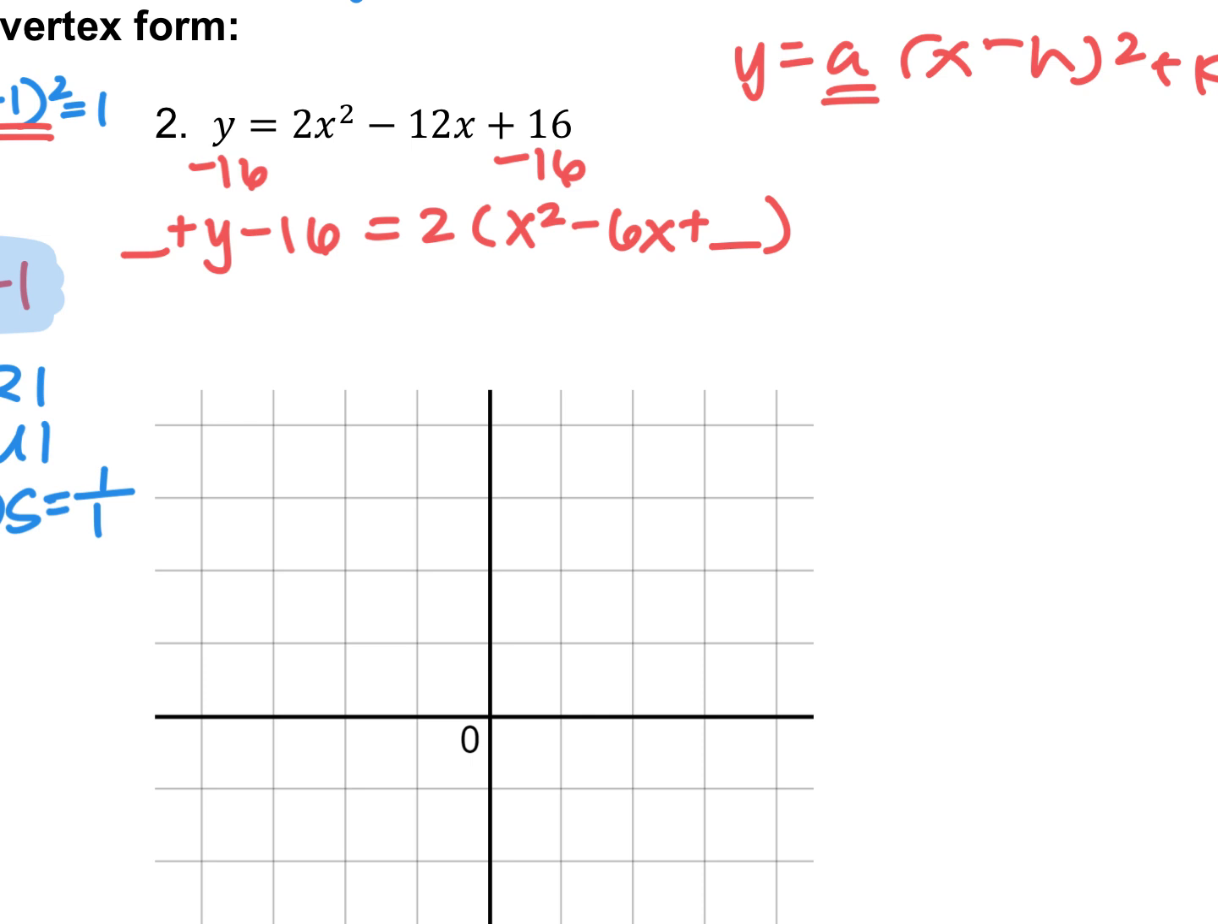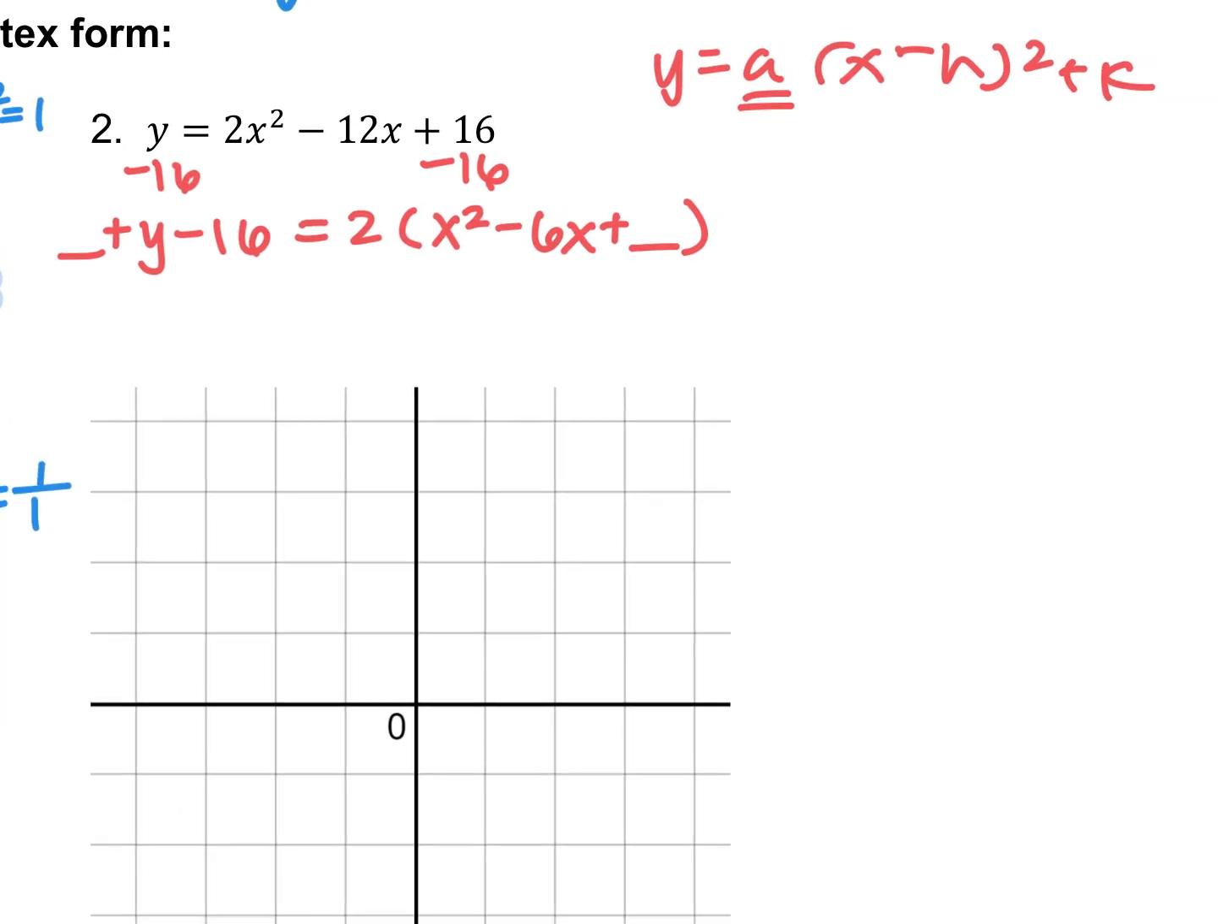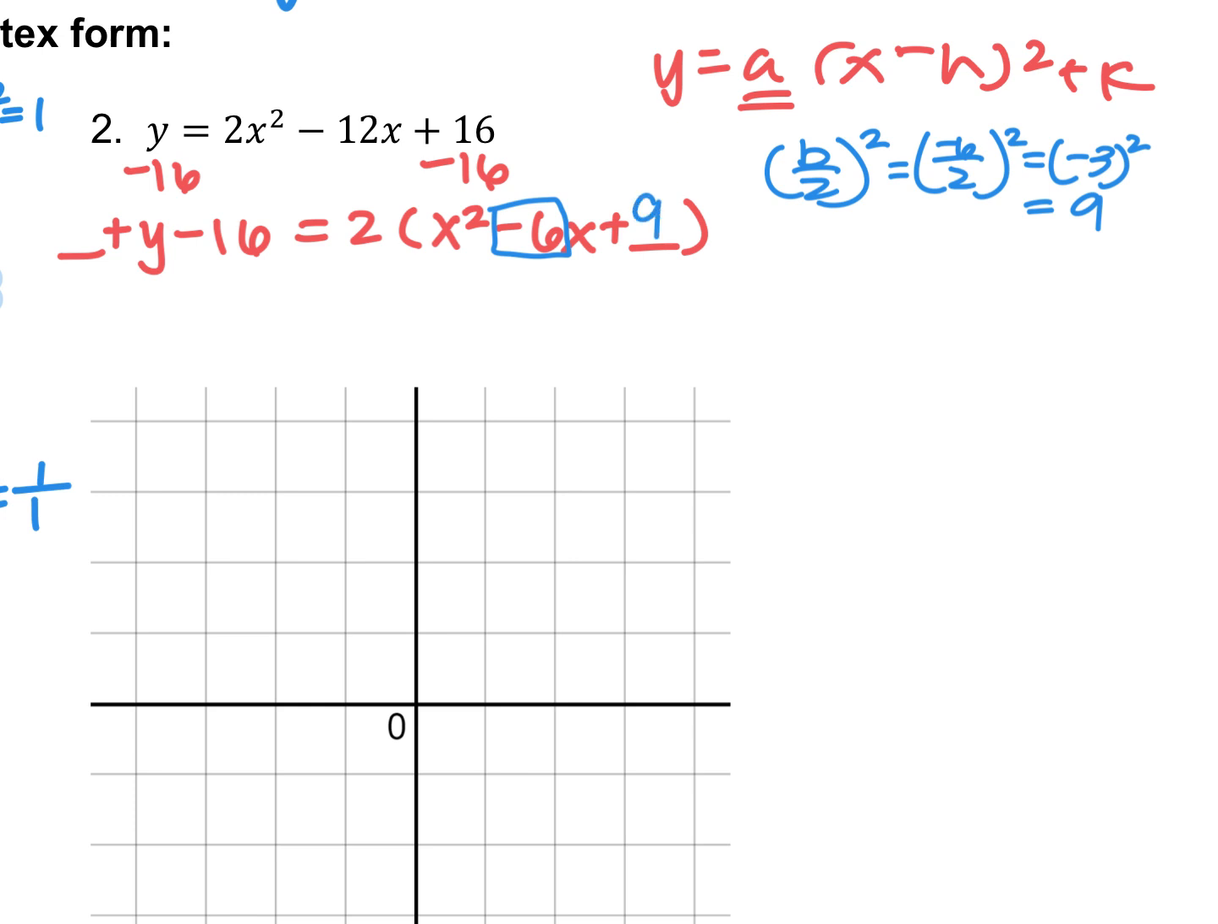So yes, now at this point, I would do b over 2 squared. So let me come over here and do that. So I'd have b over 2 squared. Here is my b value. So negative 6 over 2 squared, which is negative 3 squared, which is 9. So I add a 9 here. Okay. Now, normally, add a 9 to one side, add a 9 to the other side, right? But there's this 2 that we didn't get rid of. Okay, so I really didn't add 9. I added 18.